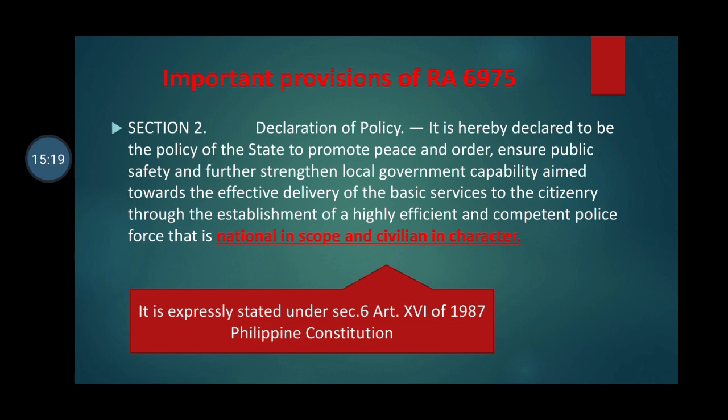So we have the first salient provision of the law, Section 2, with regard to the declaration of policy. It is hereby declared to be the policy of the state to promote peace and order, ensure public safety, and further strengthen local government capability aimed towards the effective delivery of basic services to the citizenry through the establishment of a highly efficient and competent police force that is national in scope and civilian in character. I suppose you remember this because we have tackled this earlier.